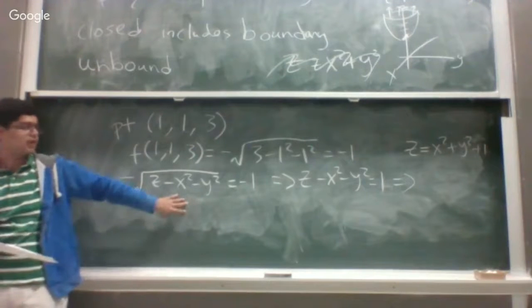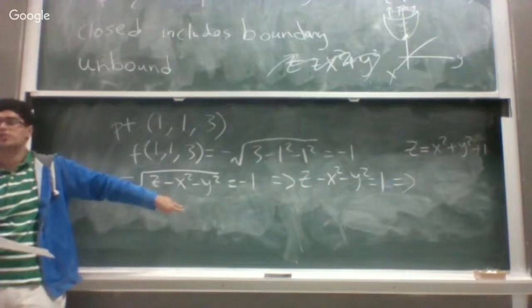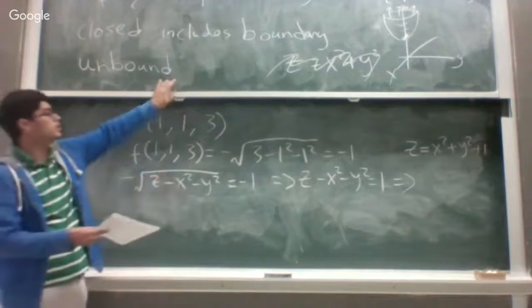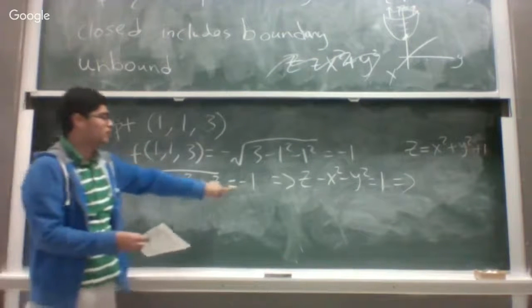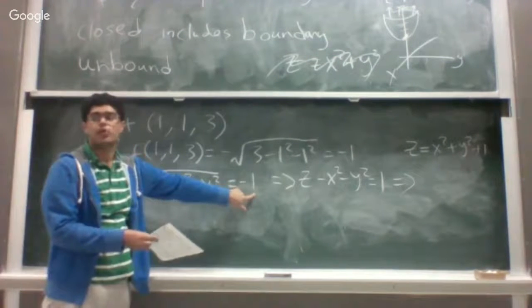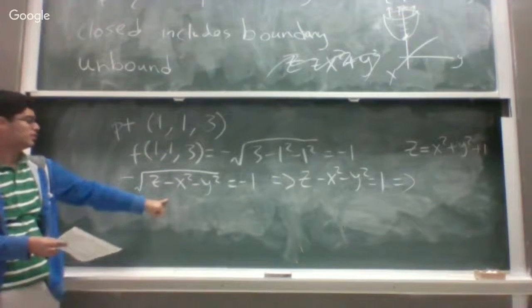Did this make sense, how we got the equation? x squared plus y squared plus 1 equals z. Because we need the point, we plugged the point into the function. The function would be equal to negative 1 at that point. Then we got it in terms of x, y, and z.